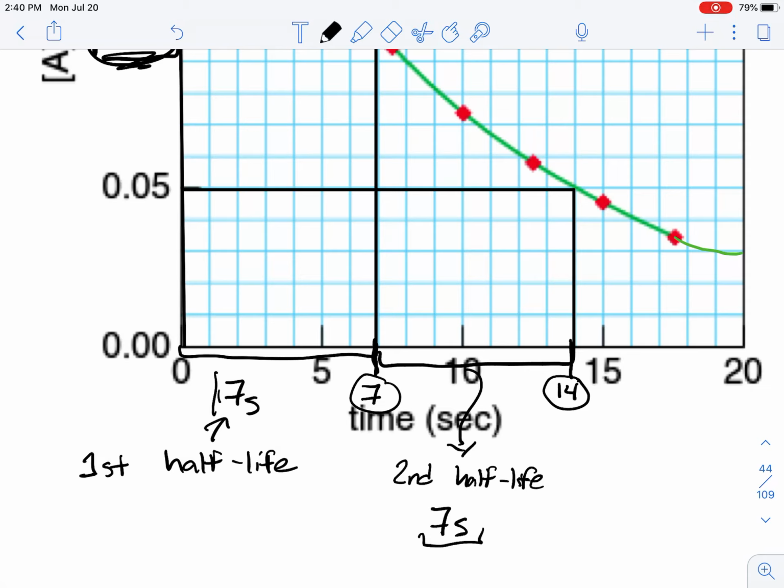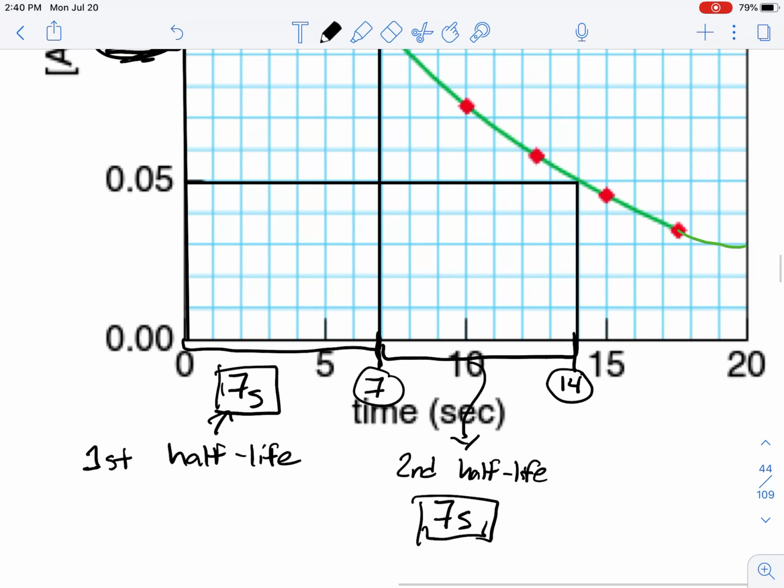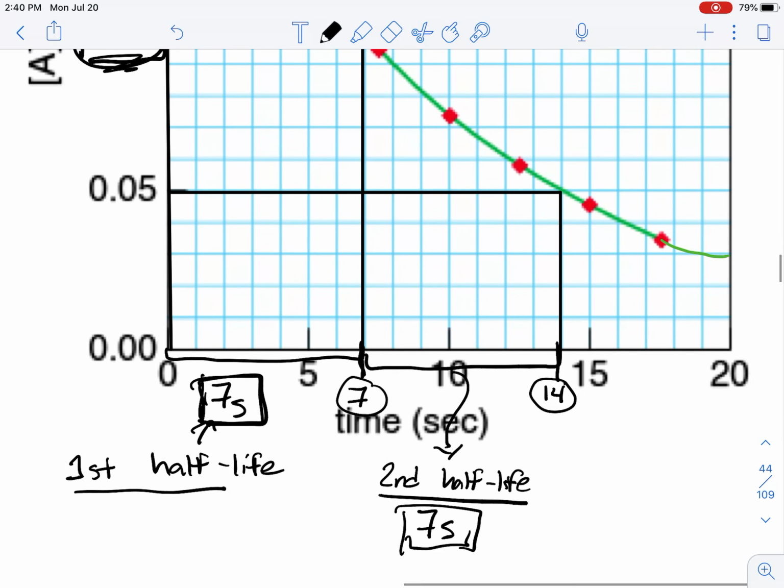And so here we see a trend if we look at the first half-life and the second half-life. We see that the time it takes for the concentration to reach half of its value is going to be the same. So the first half-life and the second half-life is going to take the same amount of time. Now, if you guys do this for the third half-life, so half of 0.05 is going to be 0.025, so that's going to be somewhere around here.